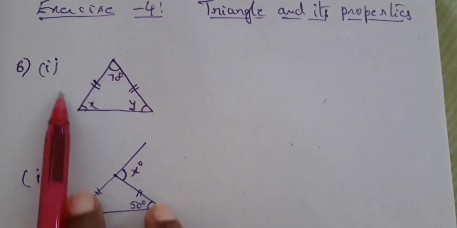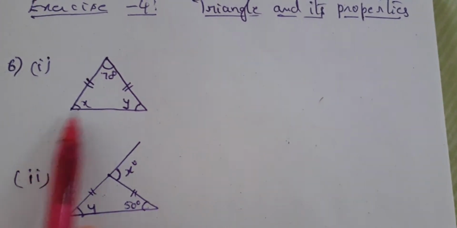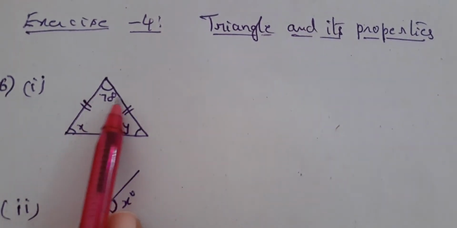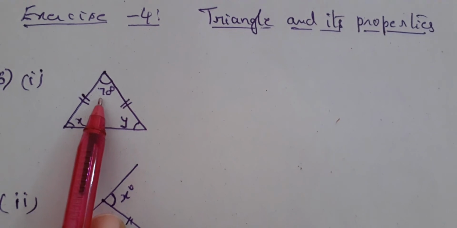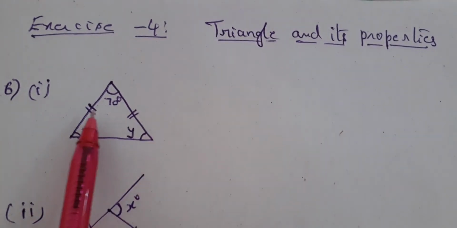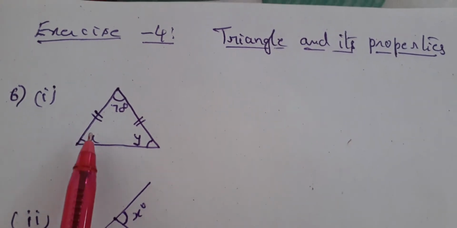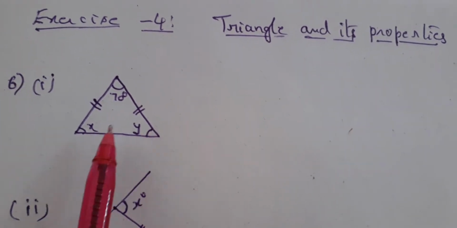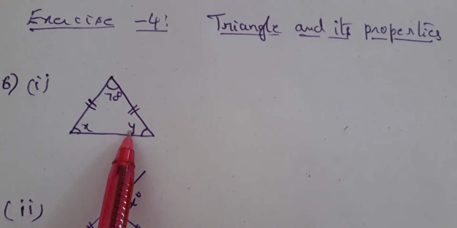What does the triangle say to us? Observe carefully. This triangle says that this angle here is 70 degrees. These two sides are equal. When these two sides are equal, obviously the angles made by those two sides with the base are also equal. That means x is equal to y.